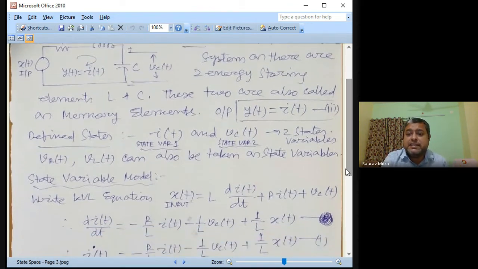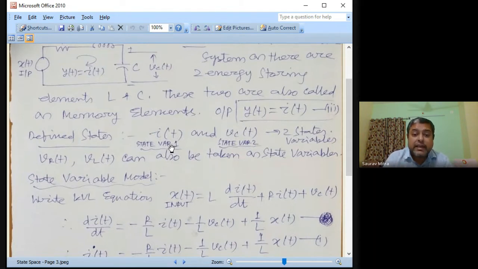So what are the defined states, or what are the different state variables? State variable has a state. If we are saying that one state variable is i(t), then at every instant of time, the value of i(t) will be the state of the first state variable. We will have an equation for i(t). In a series RLC circuit, maybe it will be e raised to minus 3t or something. So we can find the state variable equation.